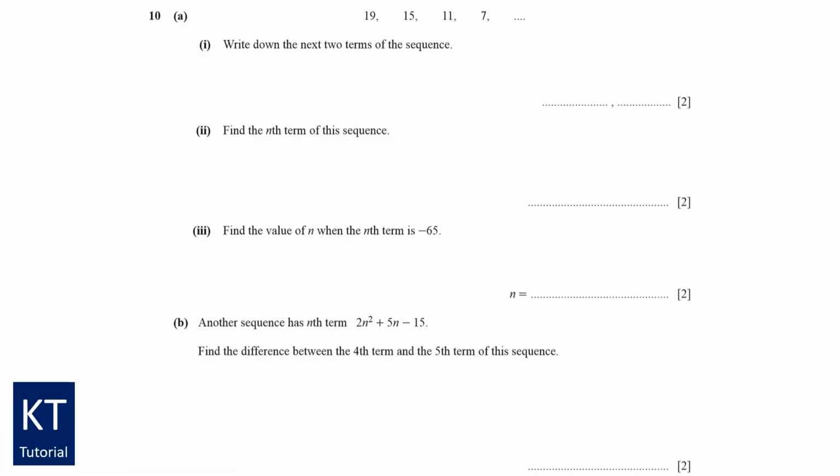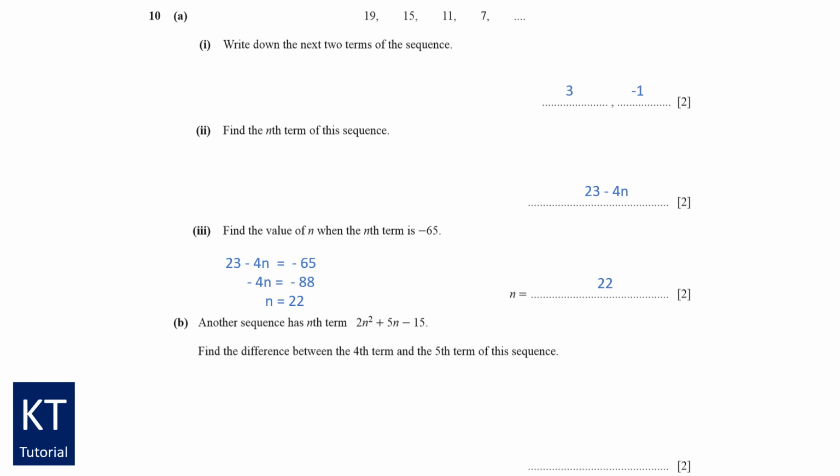Question 10a. Write down the next two terms of the sequence. The two terms are 3 and -1. Next, find the nth term of this sequence. We know that the formula needs to have the element of -4n, as the sequence decrements by 4 in succession. It then needs to be headed by a 23 to fulfill when n equals 1. The first term of the sequence is 19. Next, find the value of n when the nth term is -65. This is solving for n after equating 23 - 4n being equal to -65.